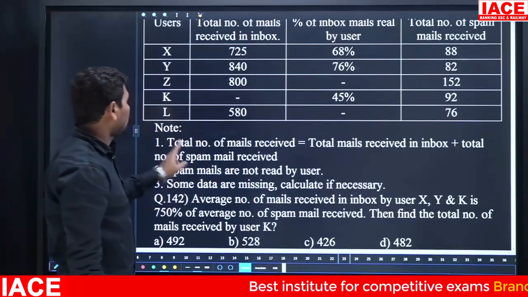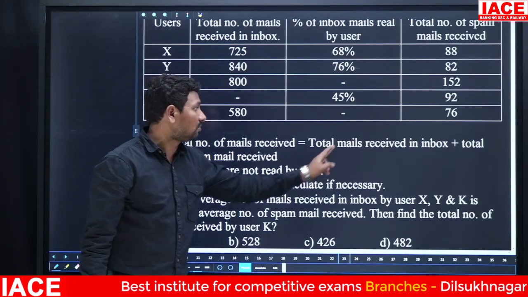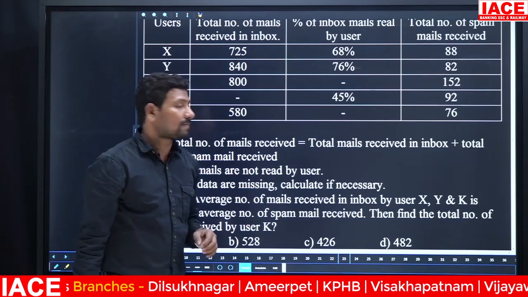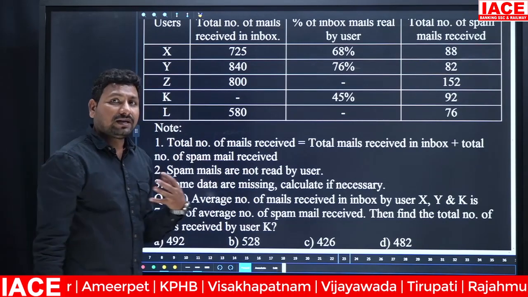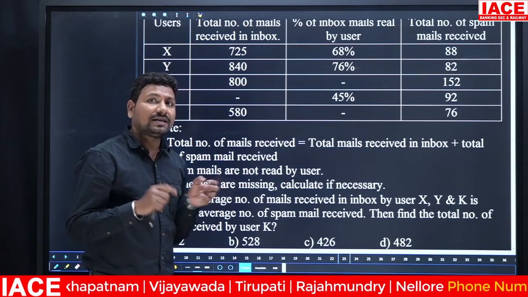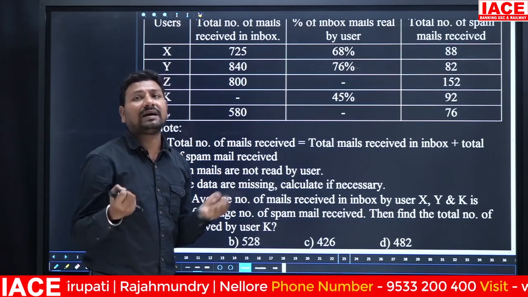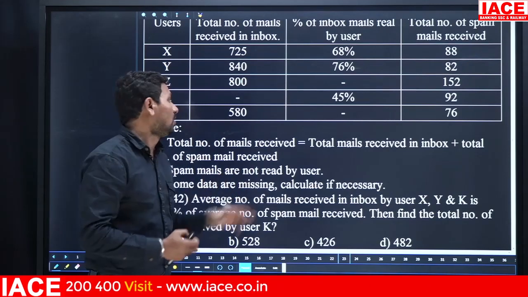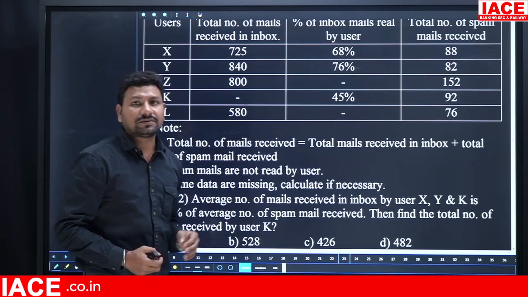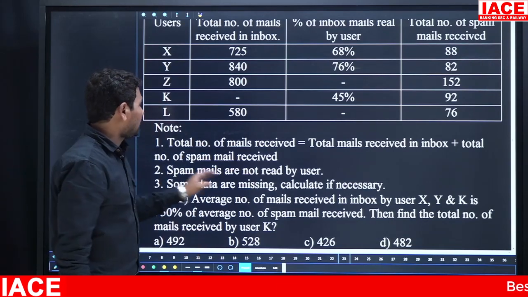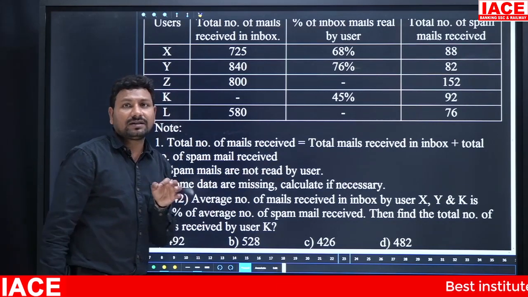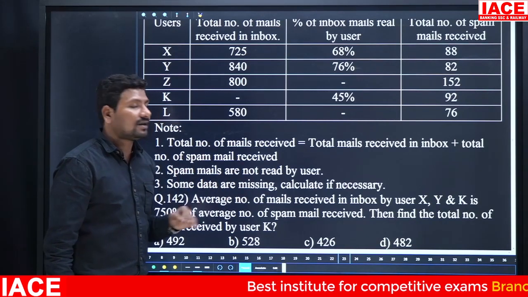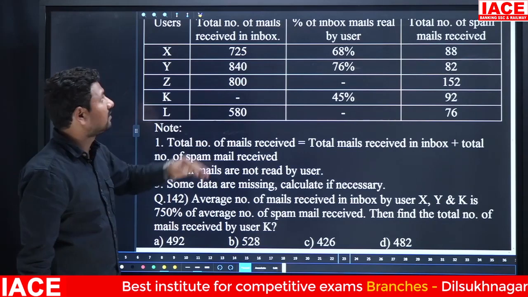This is a condition. Total number of mails received is equal to total mails received in inbox plus total number of spam mails received. So whatever mails you received is equal to inbox mails plus spam box mails. Both added should be equal to the total number of mails received. And spam mails are not read by the user. That is the second condition. Some data is missing, calculate if necessary.